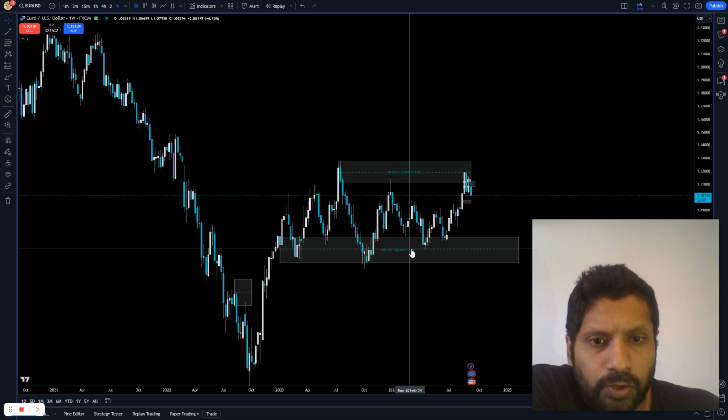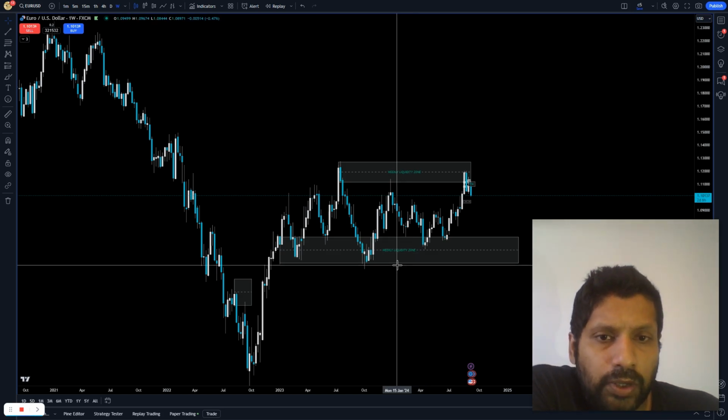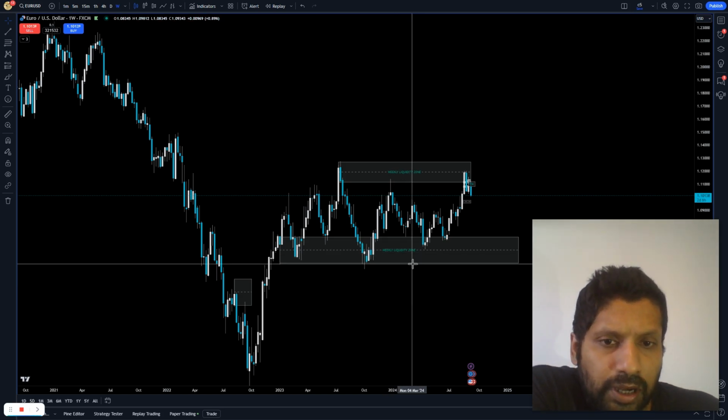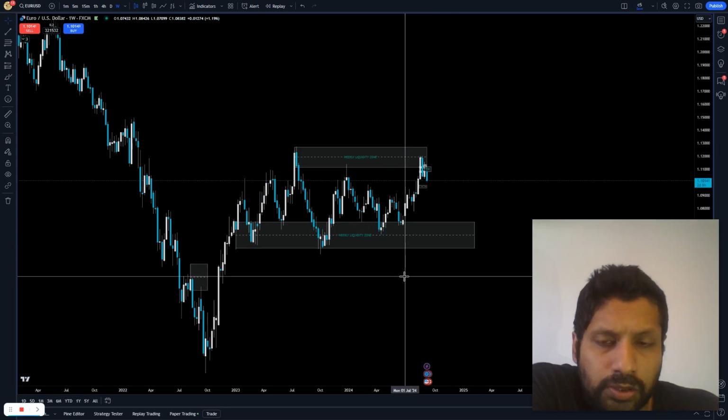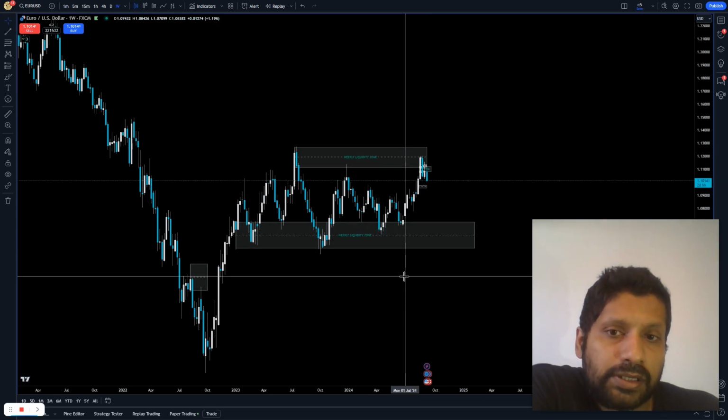So what we do here is we're going to identify major liquidity zones. You see that I have marked weekly liquidity zones. I recommend that you do the same. Liquidity zones are the places where the price has shown significant movement from. In other words, if the price has bounced up or down from these zones with a significant push, we would consider them as liquidity zones.